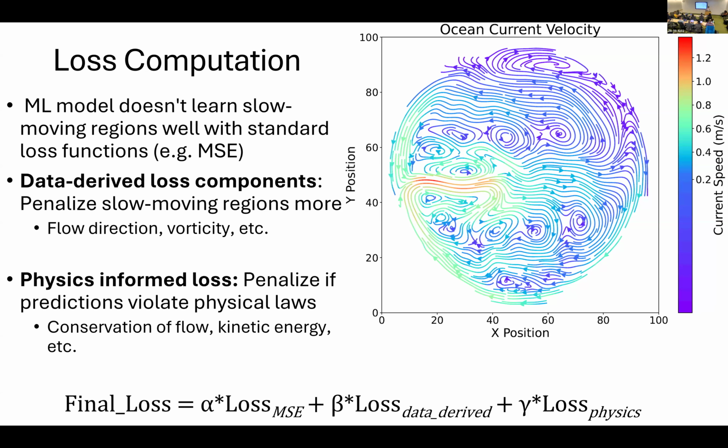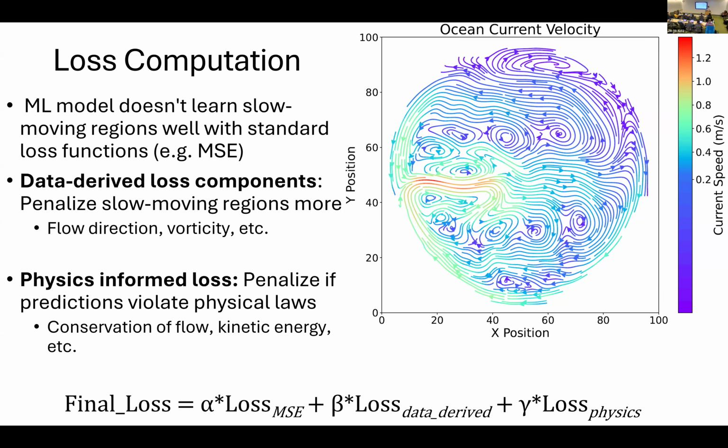And the second thing that I did is adding components to the loss function based on physical constraints, such as the conservation of flow, the kinetic energy formulas, and similar. And this results in better prediction as the machine learning model starts to learn these physical laws and follow them. And this is referred to as physics-informed machine learning in literature.